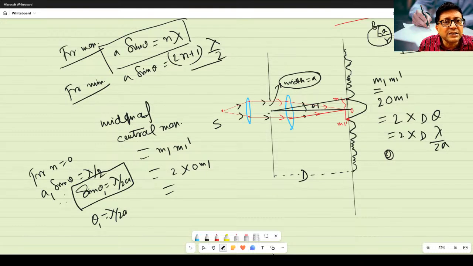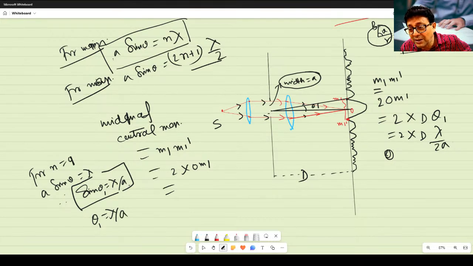Oh, for minima a sin theta will be, sorry, it was lambda only, I forgot. We did it as lambda, no? For n equal to 1 there. This is for minima, not maxima. This is for minima and this is for maximum, please. So n equal to 1 gives sin theta equal to lambda. So theta 1 is lambda by a. It is not 2a. When I was writing, I made the mistake. Theta 1 is what? Lambda by a.